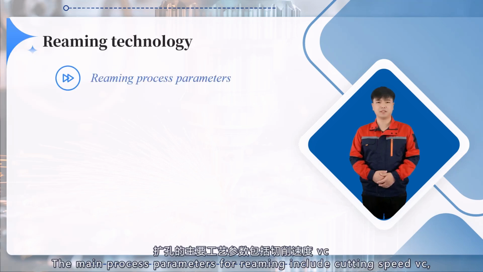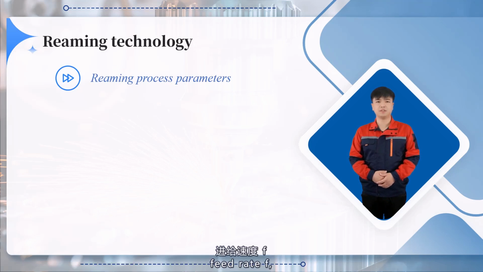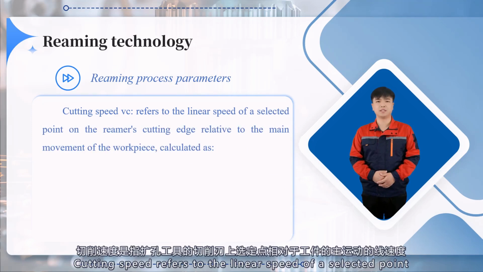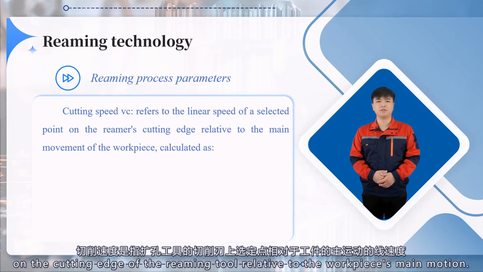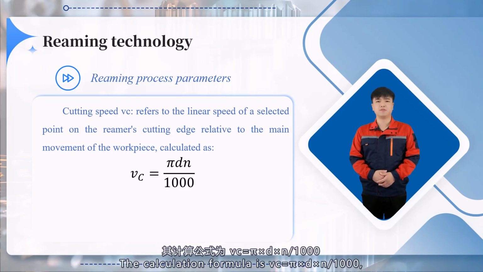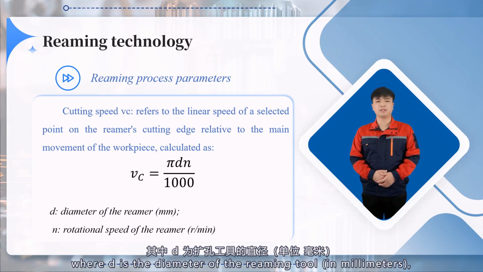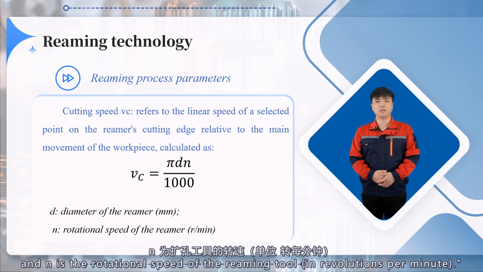Boring process parameters. The main process parameters for boring include cutting speed Vc, feed rate f, and the depth of cut ap. Cutting speed Vc. Cutting speed refers to the linear speed of a selected point on the cutting edge of the boring tool relative to the workpiece's main motion. The calculation formula is Vc equals pi times d times n divided by 1000, where d is the diameter of the boring tool in millimeters, and n is the rotational speed of the boring tool in revolutions per minute.